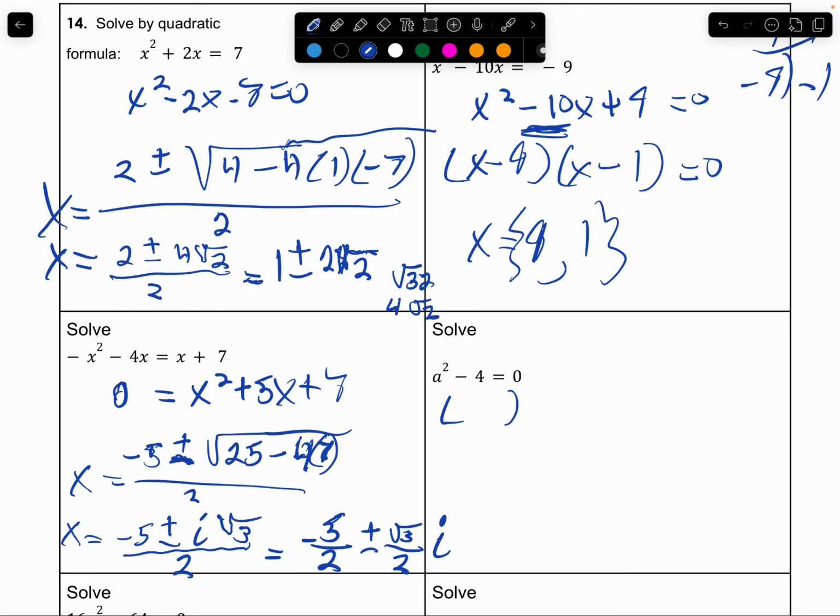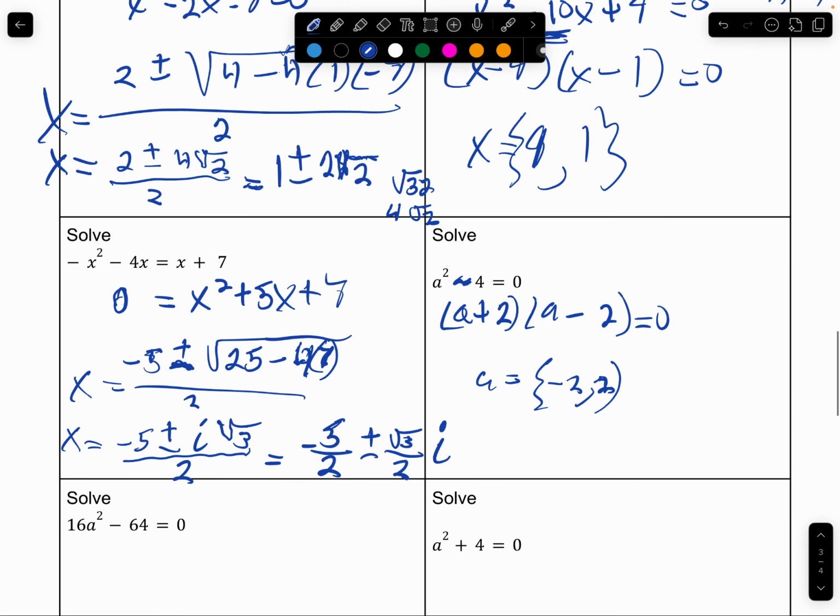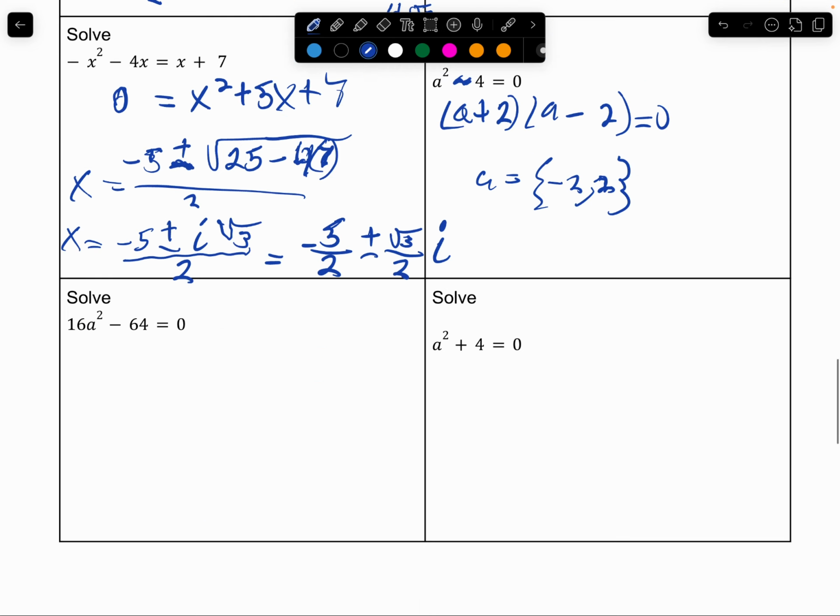This looks like an easy difference of two squares. a, 2, 2, plus minus. This is a difference of two squares. a equals negative 2 and 2. Yay. Whoops. Give that a squiggly bracket too. Negative 2 and 2. Same thing here.